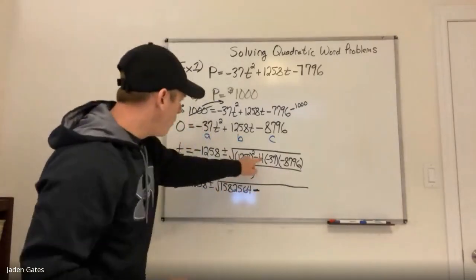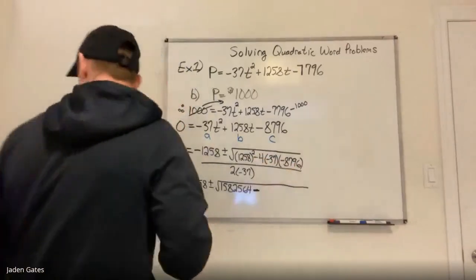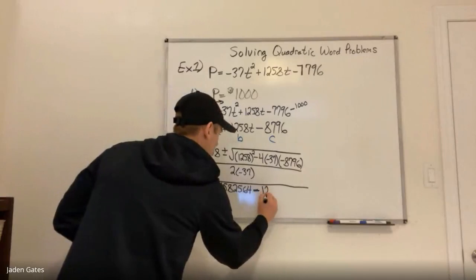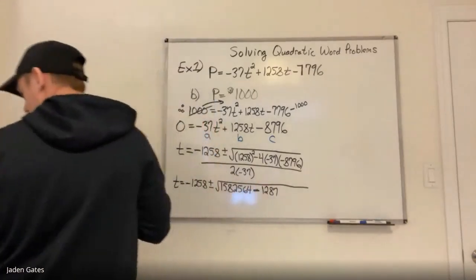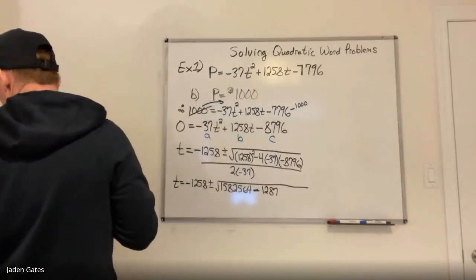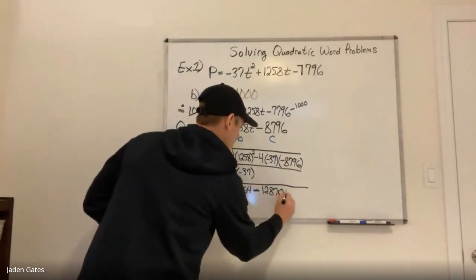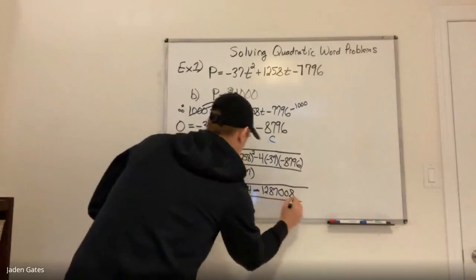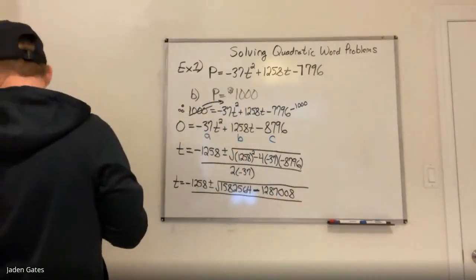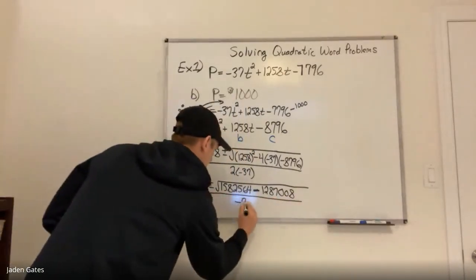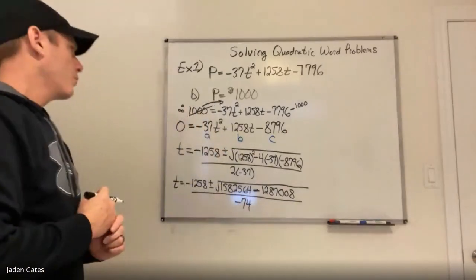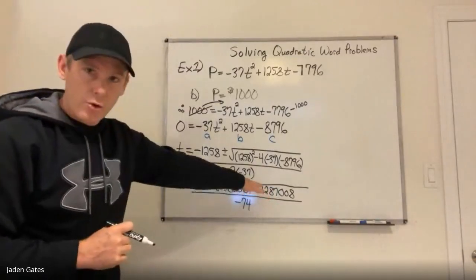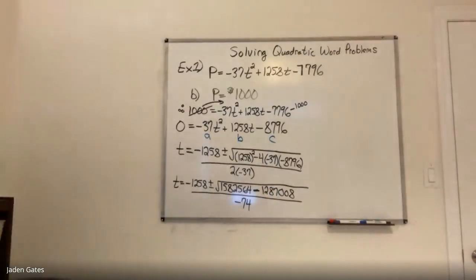All right, so I got 4 times 37 times that big number there, and I'm getting, whoa, 1287, let's see here, 008, all over 2a, 2 times negative 37 is a negative 74. Okay, there we go. So now I'm going to subtract those two underneath the square root sign.